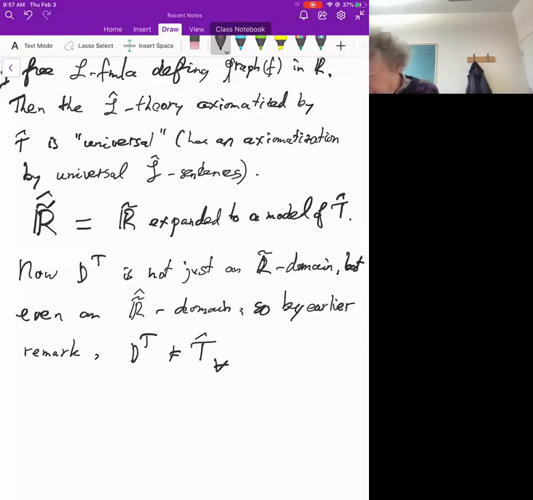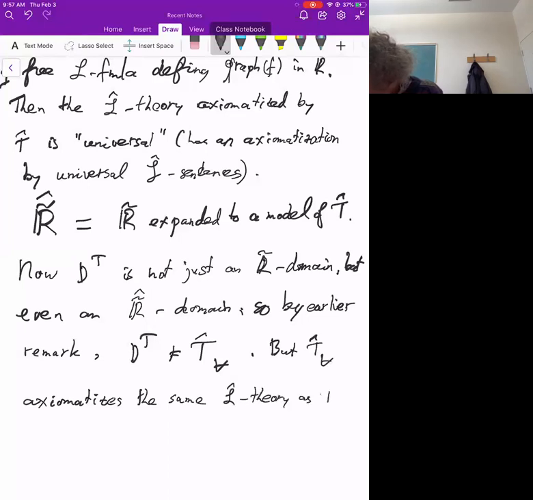Right? You apply this remark not to T, but to T hat now. As we saw, T hat axiomatizes the same L hat theory as T hat itself. Same L hat theory. That's T hat.